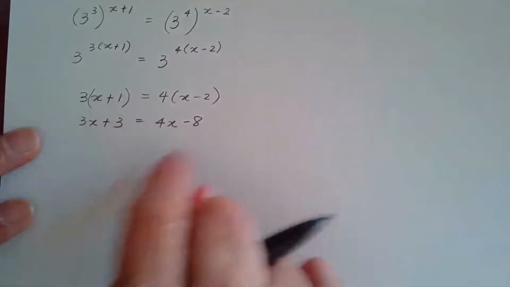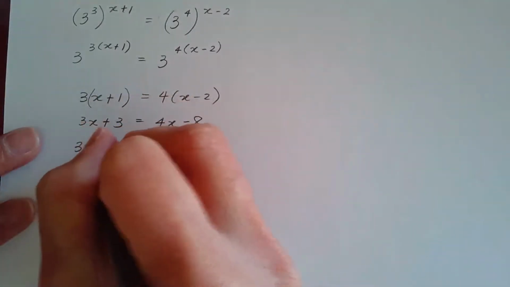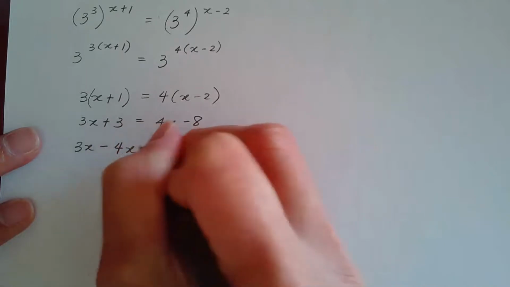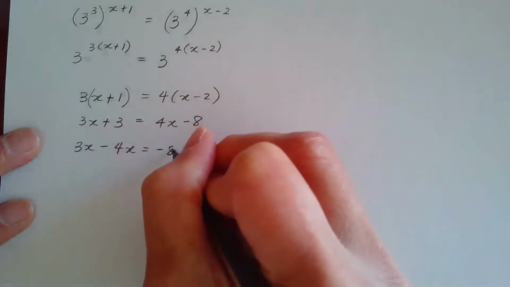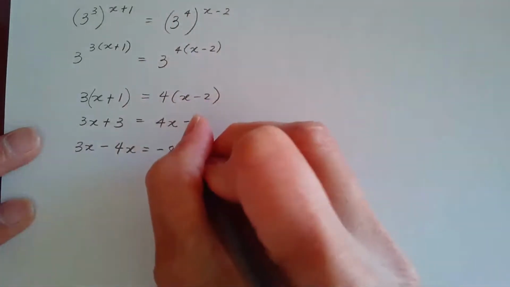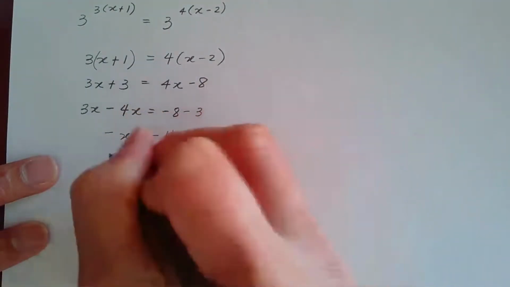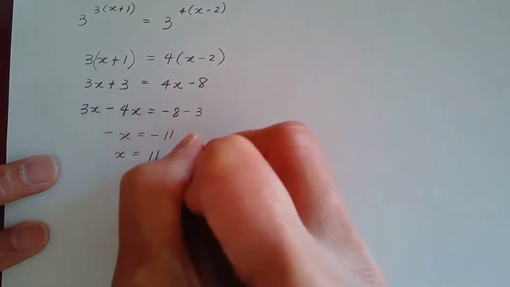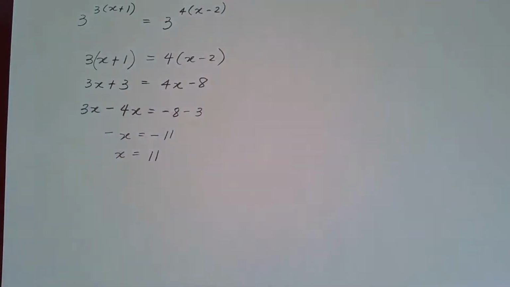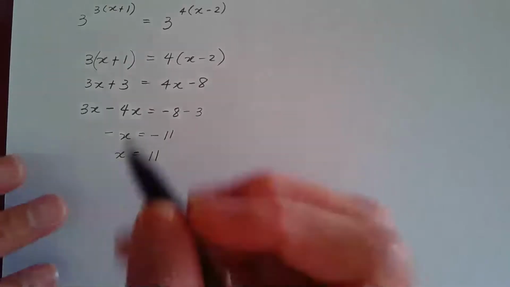Put the x's on one side and numbers on the other, so I can go 3x minus 4x equals negative 8, and then bring that 3 over, it's negative 3. It's going to be negative x equals negative 11. So therefore x equals 11. So x equals 11.